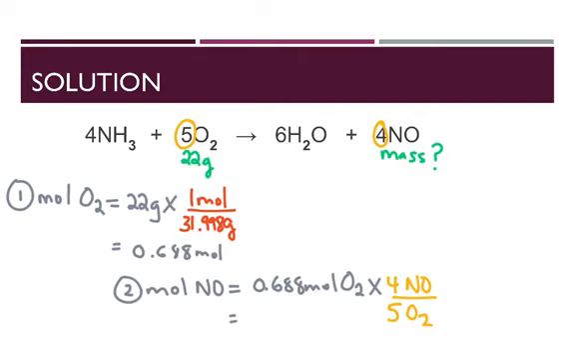Mathematically, zippity zip, what do we get? I want to say 0.550 moles. All right. Now that we found moles of NO, I can do that conversion factor, 1 mole equals molar mass, and I can convert back into mass, and that is step 3. Mass of NO using moles of NO.